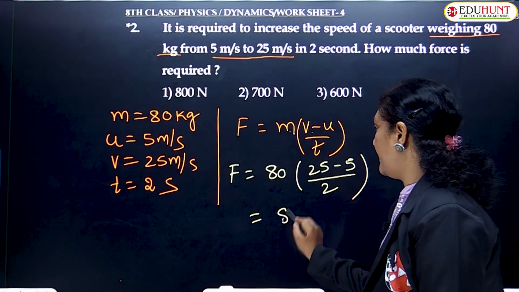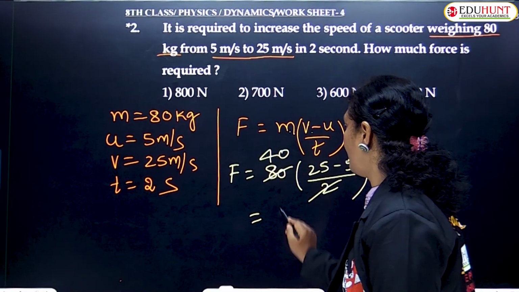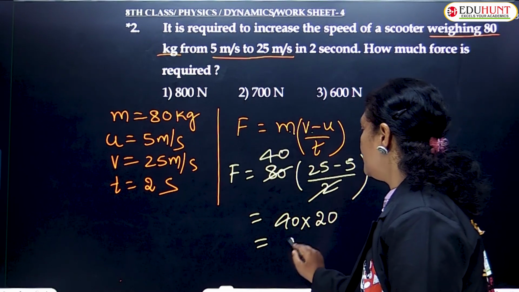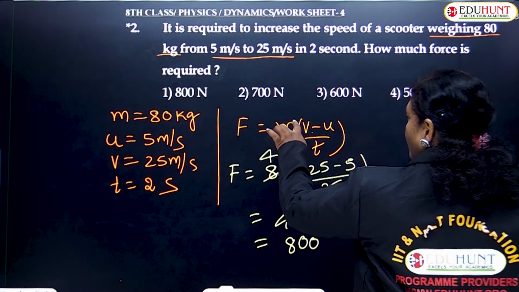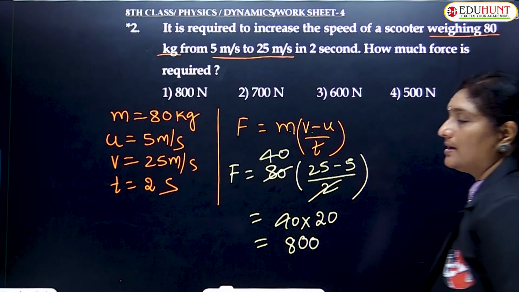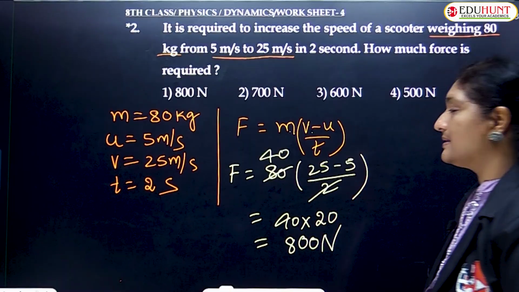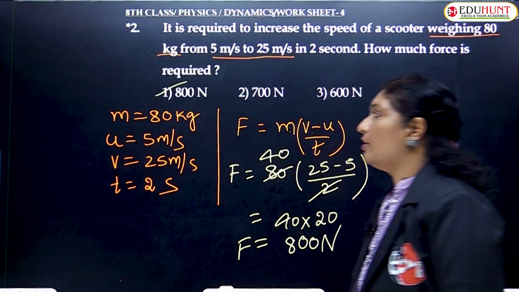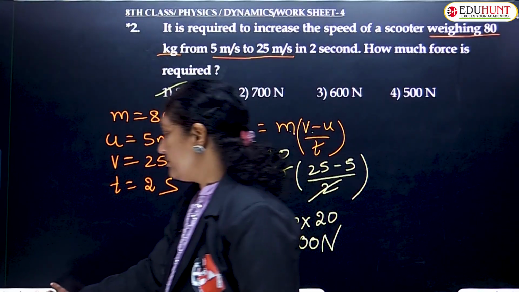So solve it children. 80 here, I can simplify. 2 goes 40 times, so 40 into 25 minus 5 is 20. So 40 into 20, how much? It is 800. Mass is measured in kg, velocity is measured in meter per second, upon second. So it can be written as kg meter per second square, or simply Newton. So 800 Newton means the second question, first option is the correct one. Okay children, don't confuse with the units.